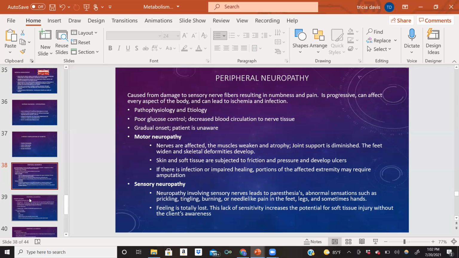These ulcers, they might not even feel because remember, we have that decreased blood circulation to the nerve endings, so they develop ulcers on their feet, which they can't see.